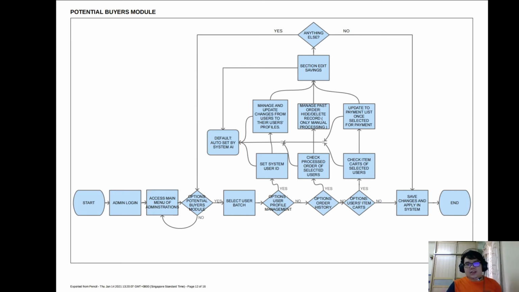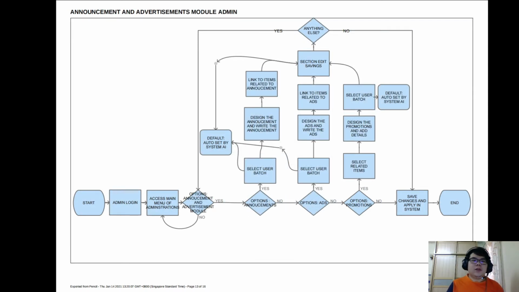Then after all of these things are done, they will save 2 times. The first time is saving the editing. So if they are locked out from the system due to accident editing, these things will not be applied to the system, but they won't need to retype everything or redo every setting. If there's anything else, they can go back to the module and do every other thing. If no, they can save the changes and apply them into the system. This process ends.